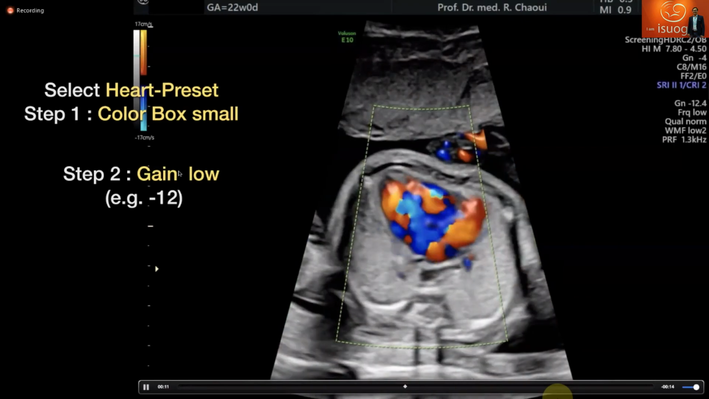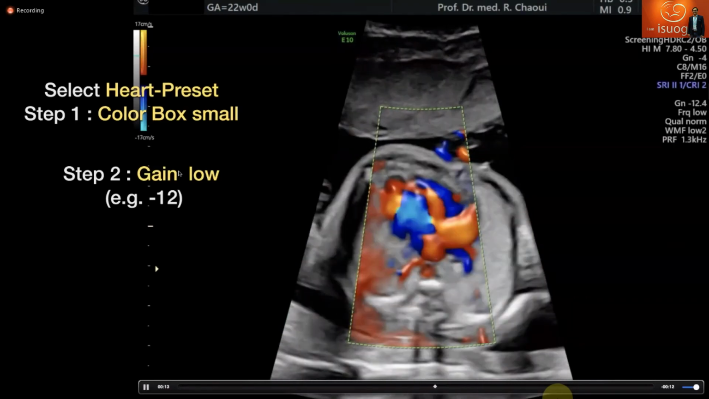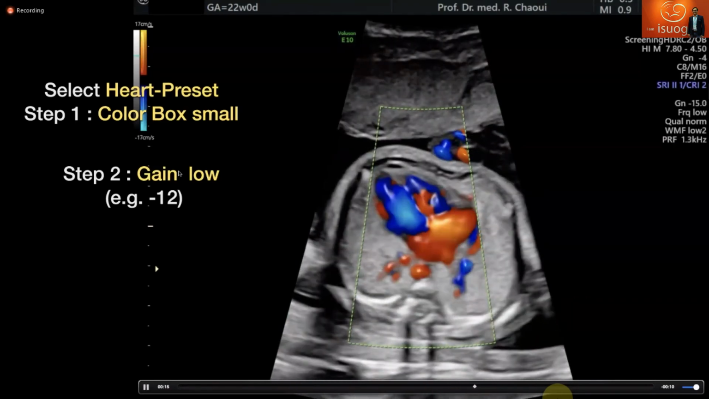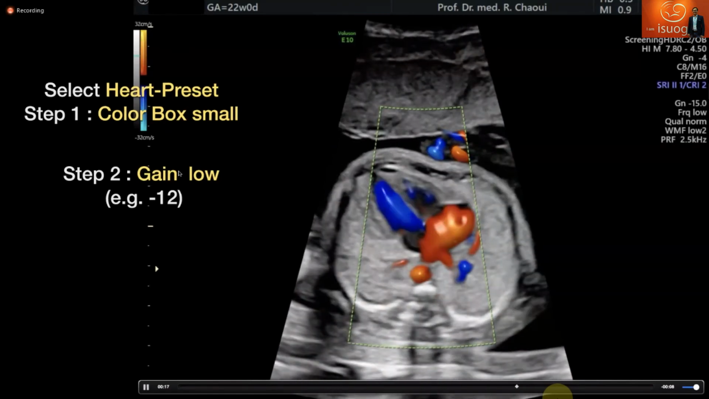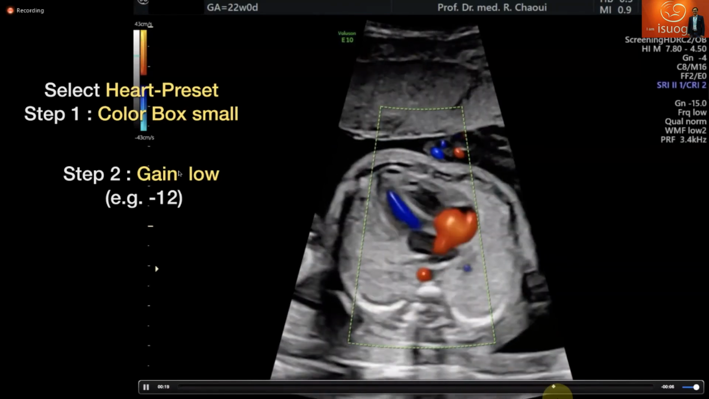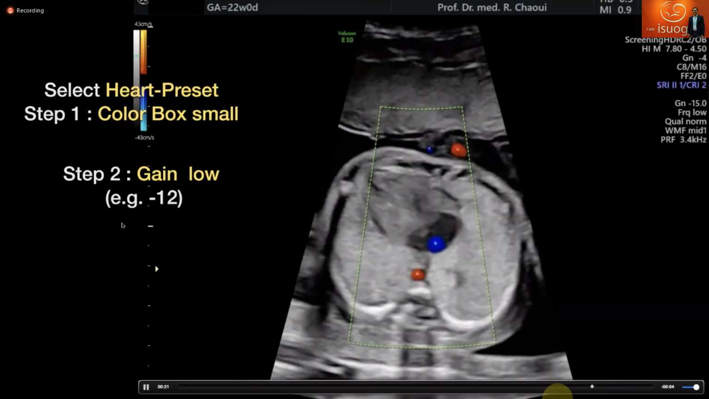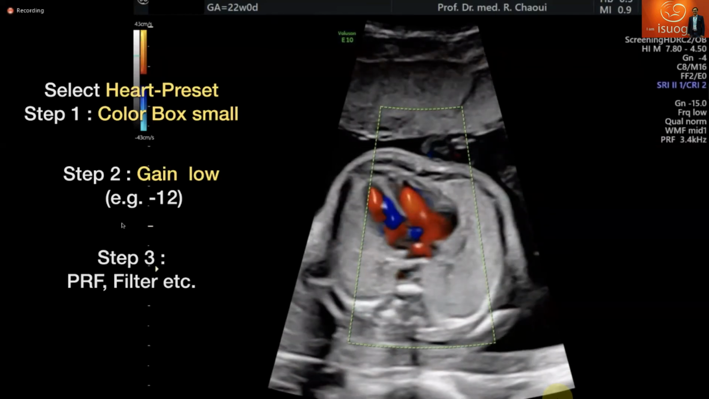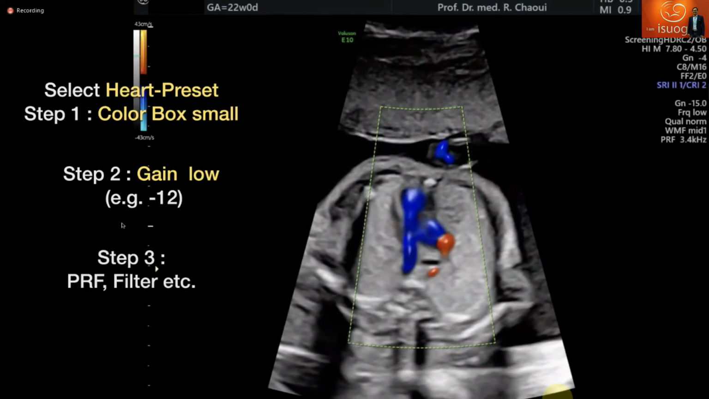And then I reduce the gain, not only the PRF, the gain first to have less color putting in. That means like minus 12 or minus 13. And then I will adjust the PRF and filter. So the trick is narrow 2D, narrow color Doppler, less gain, and then first play with the PRF. 3 steps, 1 minute, you are done. In general, when you have a good preset, you will save it as a good preset, and then you can make a minor modification on this.